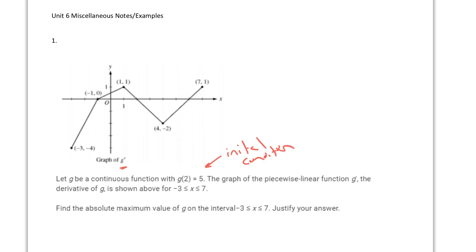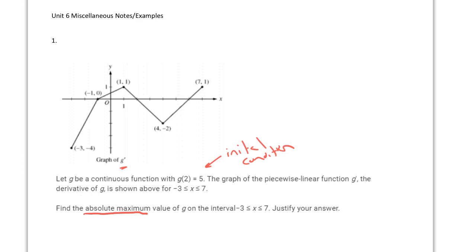Okay, we've got the graph of the derivative g prime from -3 to 7. It says to find the absolute maximum value of g on the interval -3 to 7. So one of the first things I want to say here is find the absolute maximum. Well, that means I have to test out the endpoints, right? If we're finding the absolute maximum, it's not relative. We're not finding local max or local min. I need to find the highest point on this graph between -3 and 7.